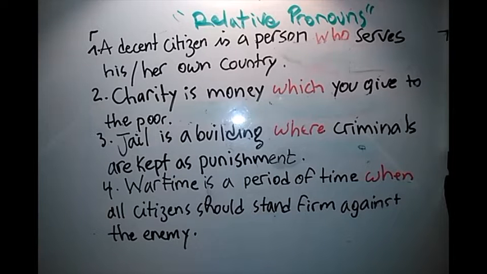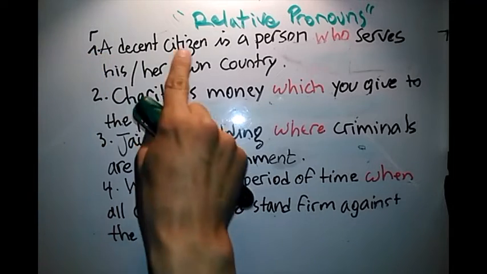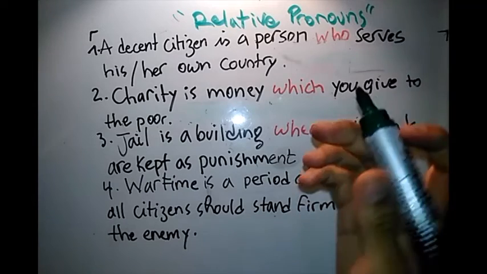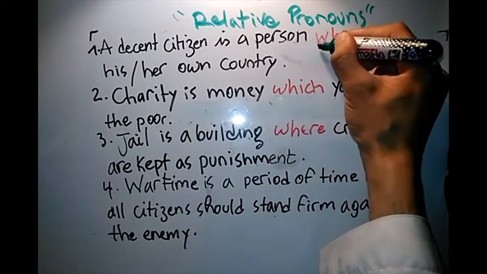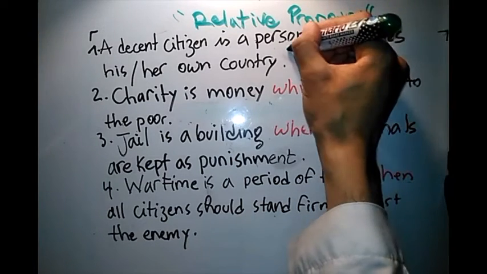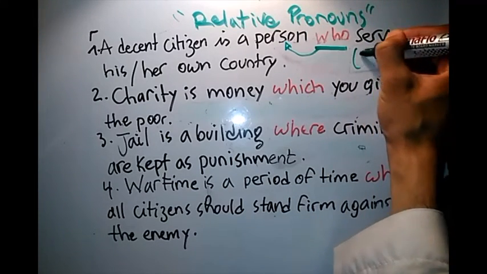Let's begin with the first sentence. A distant citizen is a person who serves his or her own country. As you can see, the relative pronoun used in the following sentence is who, and it refers to person or people.